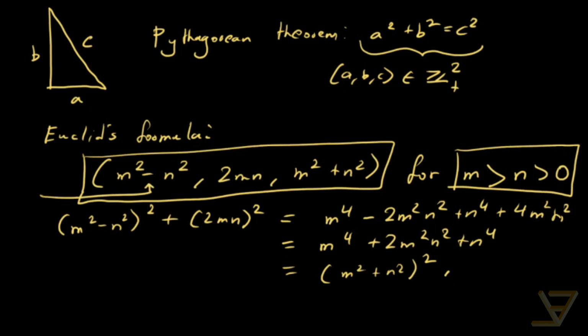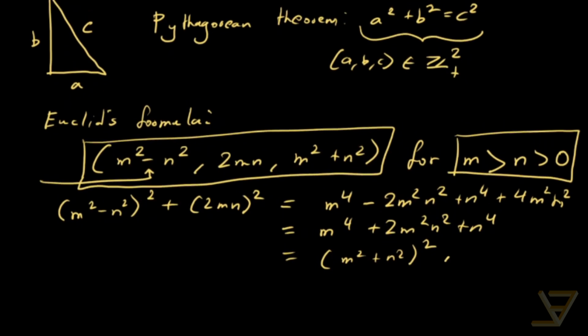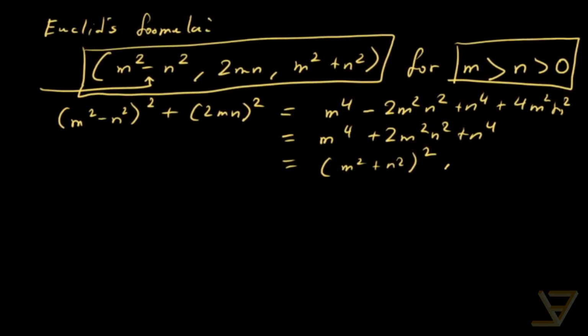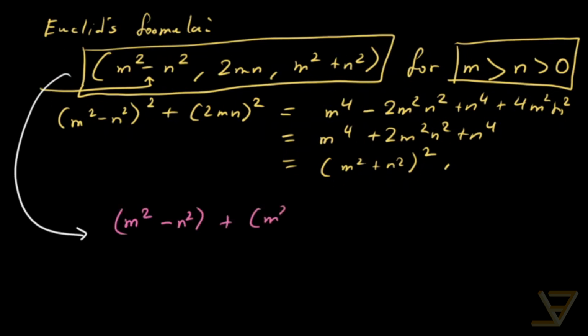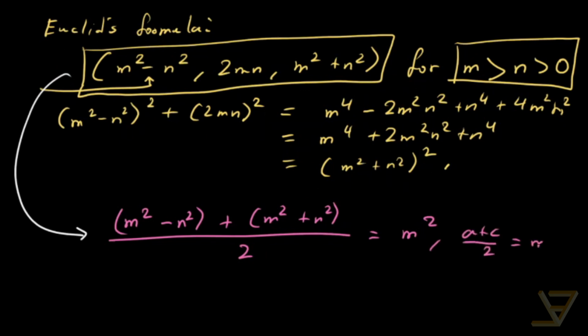Okay, so the question is, does this generate all possible Pythagorean triples, and does it do so in a unique way? And the answer is no, because take a look at this. We have m squared minus n squared, so the first term, plus m squared plus n squared, divided by 2, is equal to m squared. So what we need is that a plus c over 2 is equal to a square.